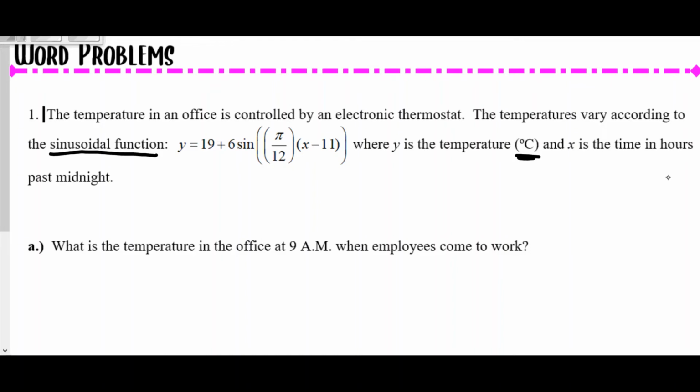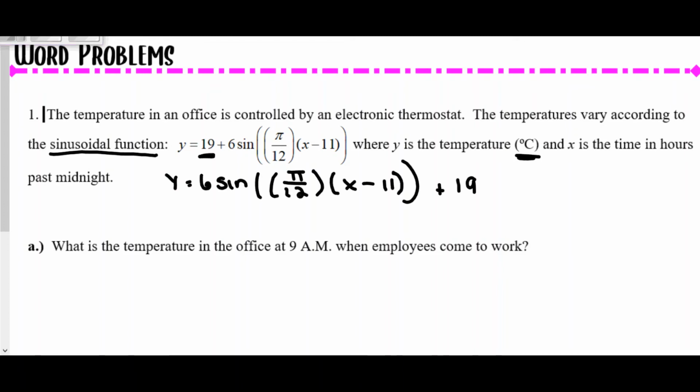Before we start answering these questions, I just want to clear some things up. This is a general form of a trig equation. However, the only difference is our vertical shift is in the front. I'm just going to rewrite it so it's in the back, so it looks just like the ones we've been working with. Okay, so that looks more like the ones we've been working with.